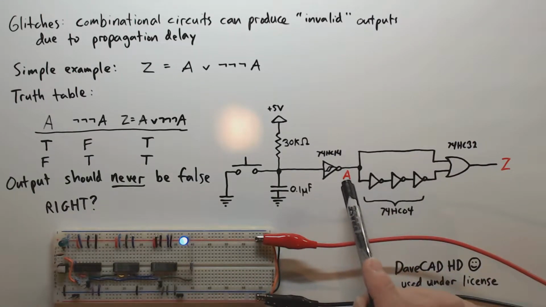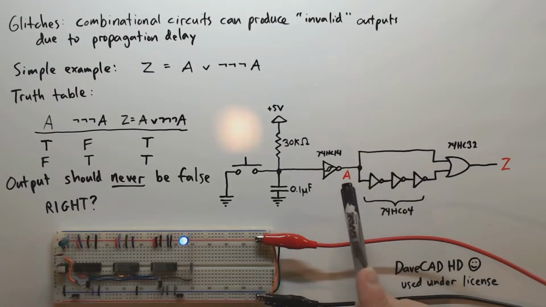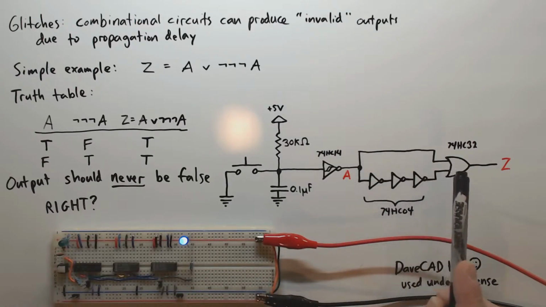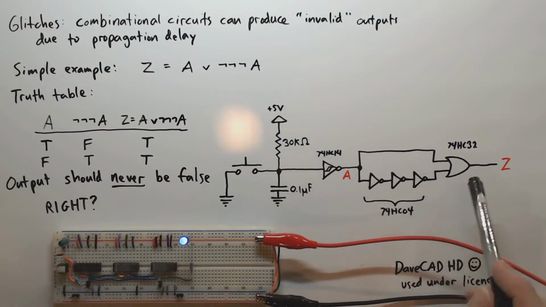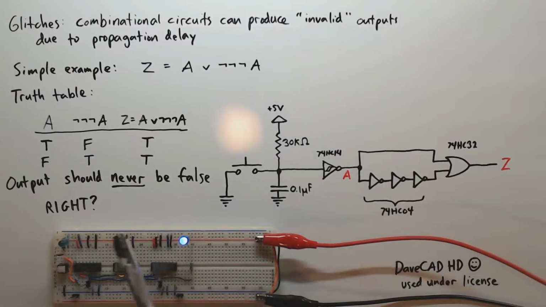We take our input A. A is fed directly into one input of an OR gate, and then A is also fed through a chain of 3 inverters to the other input of the OR gate, and the output of the OR gate is our output Z. And I've built the circuit on the breadboard here. Here's my little push button, and this LED is on the output of the OR gate.